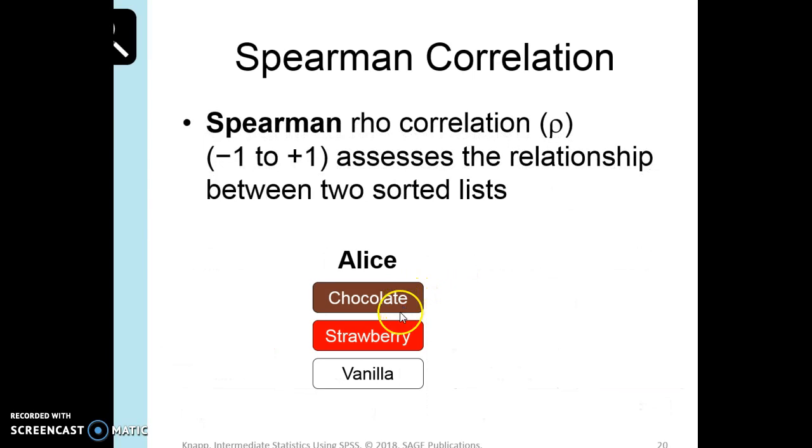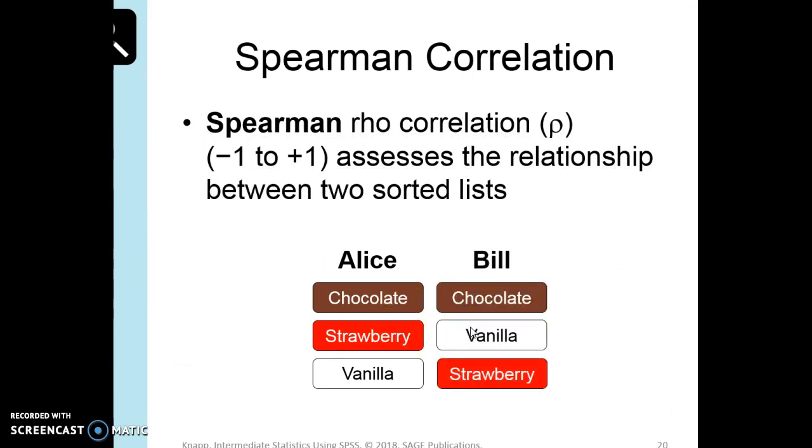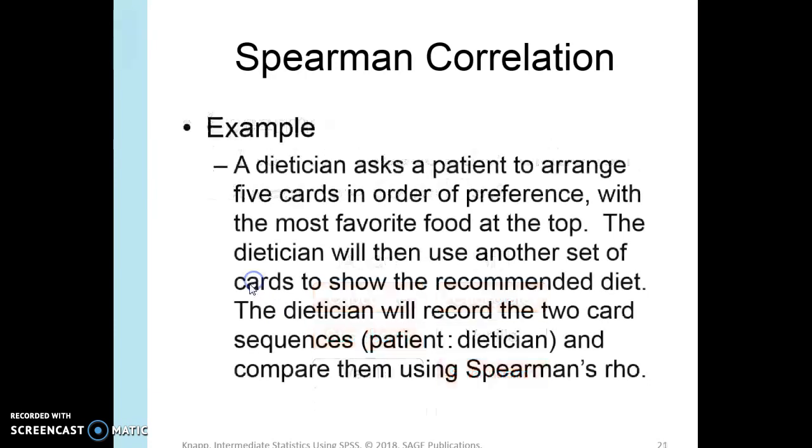Here's a correlation where Alice likes chocolate, strawberry, and vanilla. Bill likes chocolate, vanilla, and strawberry. If you look at this, they're together on type, and then these two are not so much. This turns out to be a 0.667 on the R scale. That would be a moderate correlation.